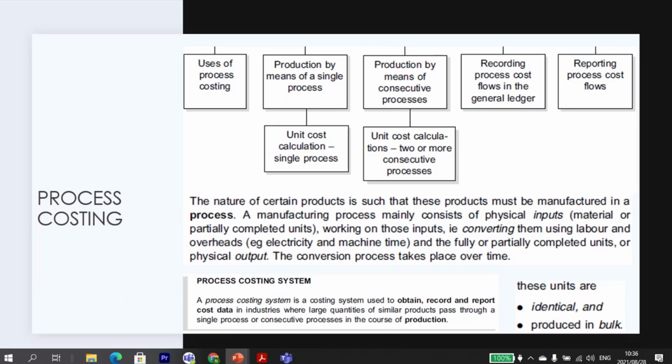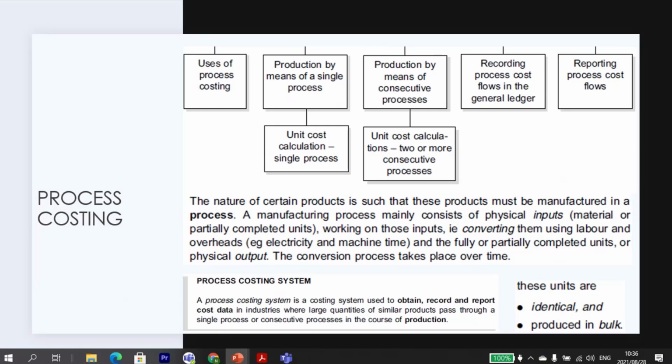An indicator of process costing is large quantities. Number two, similar products. And number three, the type of process can be simple or consecutive. Consecutive means step number one, step number two, step number three.